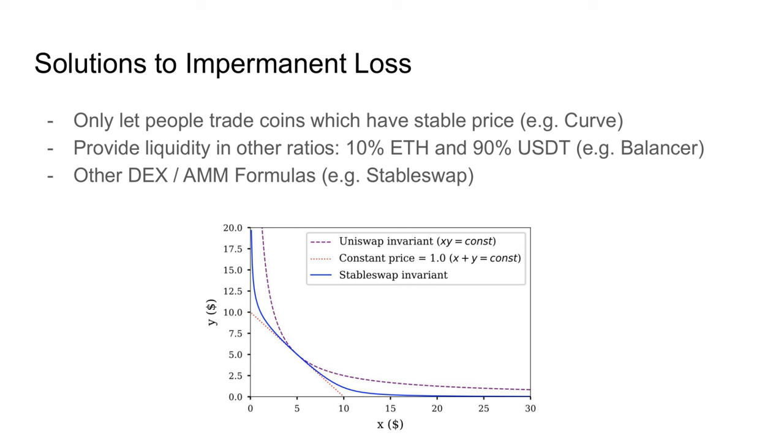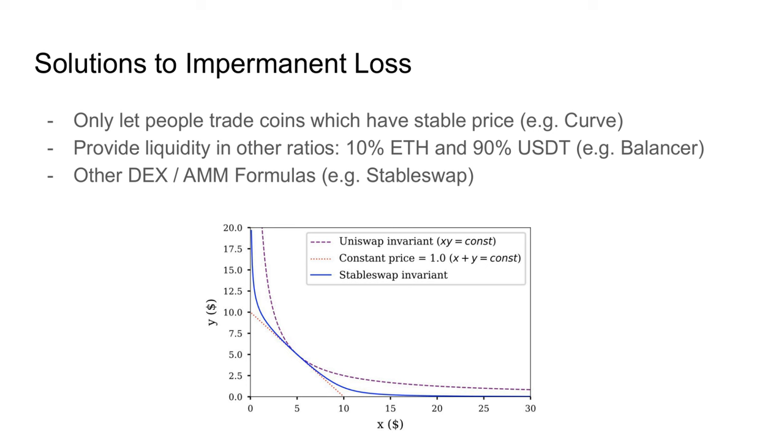Another possible solution is to let people deposit the liquidity in different ratios. Instead of having 50-50 in terms of value, you can deposit 10% and 90%. So that's what Balancer does. How exactly they do this is a little bit more complicated.